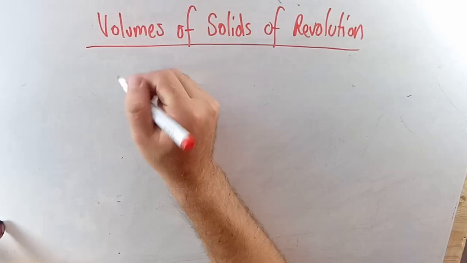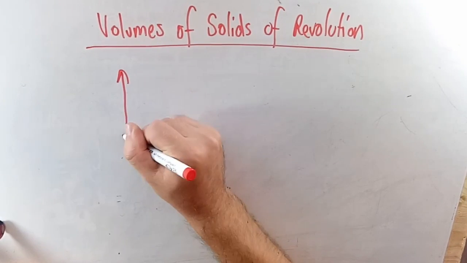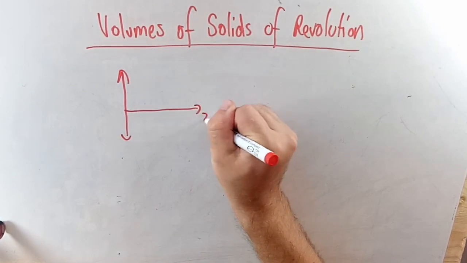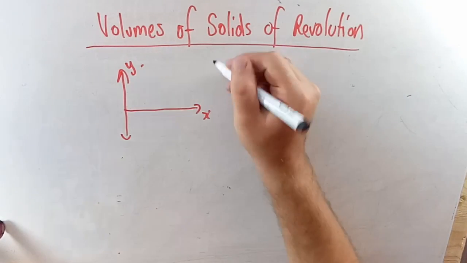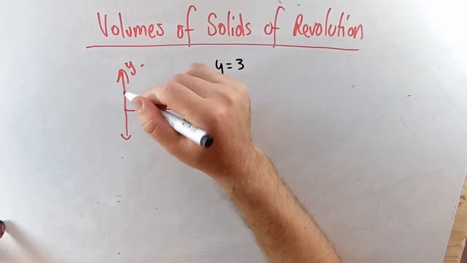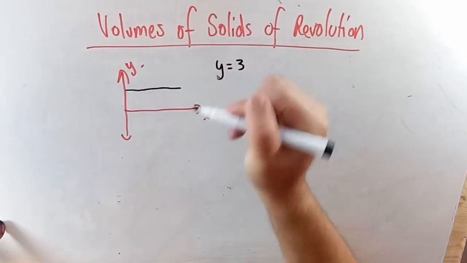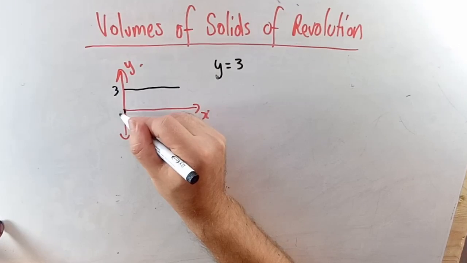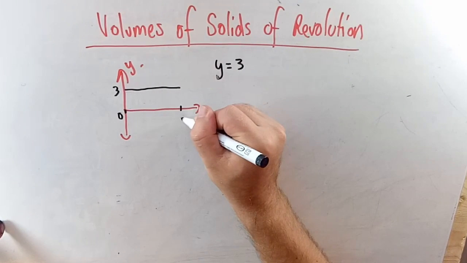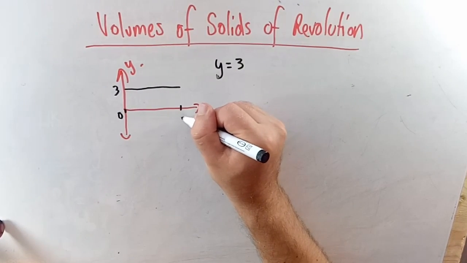Okay, consider, here we go, we've got x and y here. Consider we've got the line y equals 3. Okay, y equals 3. That's this line. And we're going to consider it between x is 0 and x equals 5.